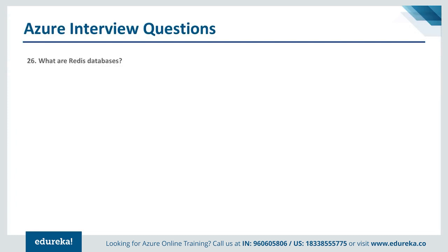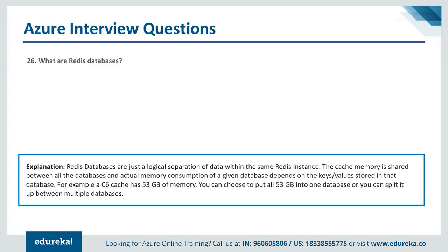What are Redis databases? Redis databases are just a logical separation of data within a Redis instance. The cache memory is shared between all the databases, and actual memory consumption depends on the key values stored in the database. For example, a C6 cache has 53 GB of memory, and you can choose to put all 53 GB into one database, or you can split it into multiple databases.